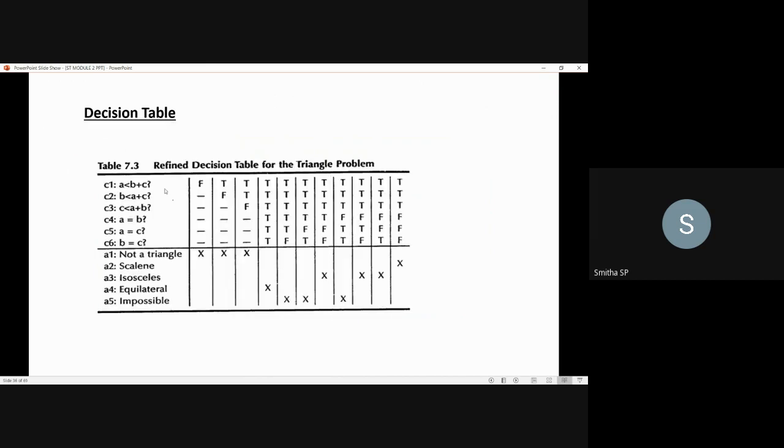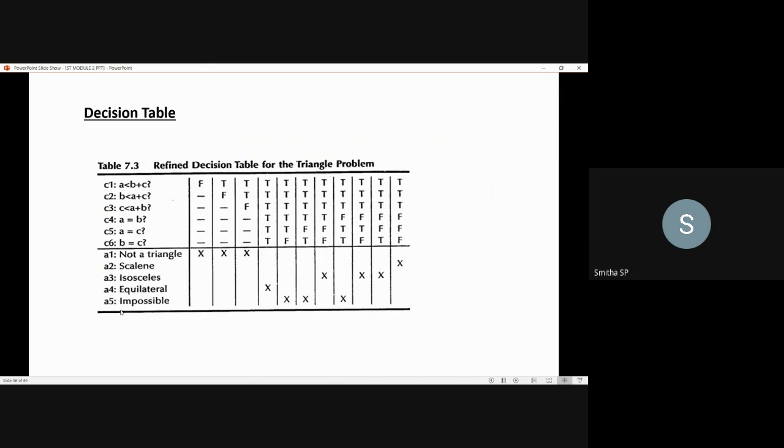Now we'll consider a decision table for the triangle problem. This is the refined decision table for the triangle problem. Now we shall see how the actions are taken based on the conditions. Here in the condition portion we have 6 conditions, and in the action portion we have 5 actions. So what are these 6 conditions?